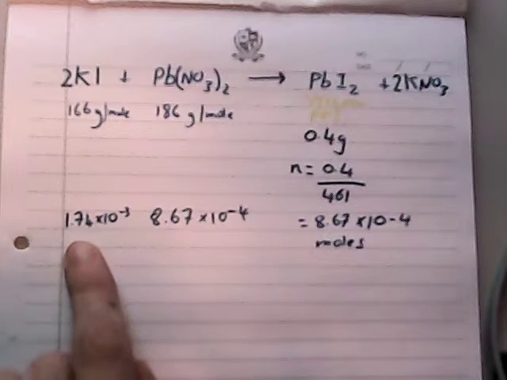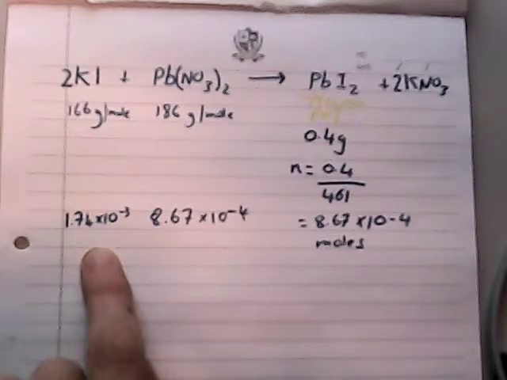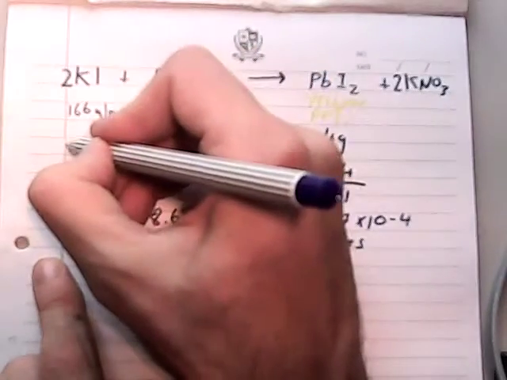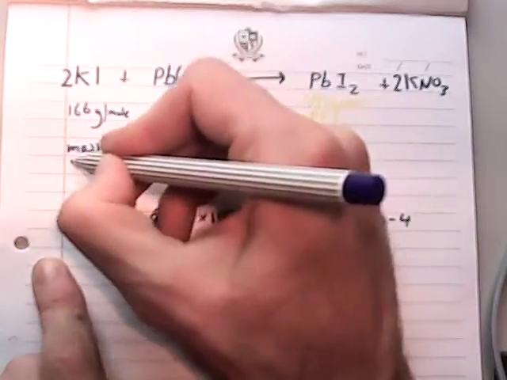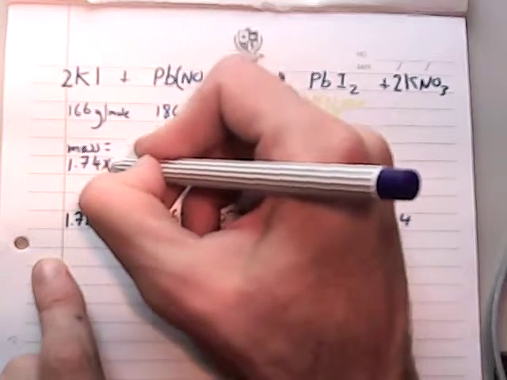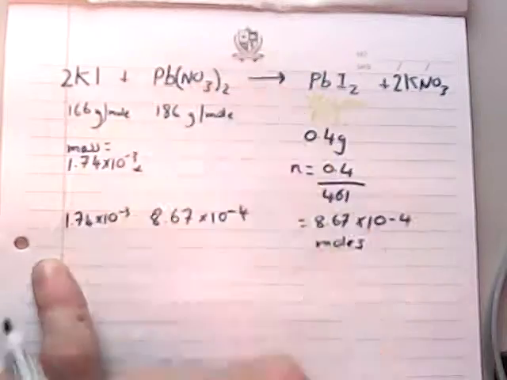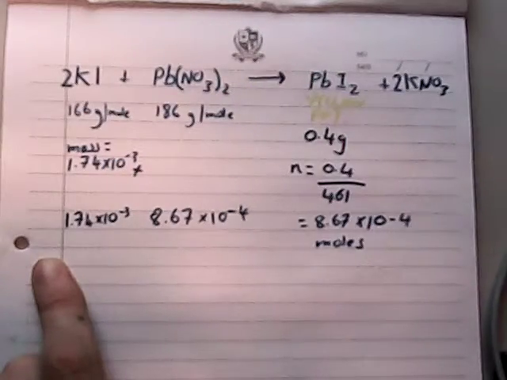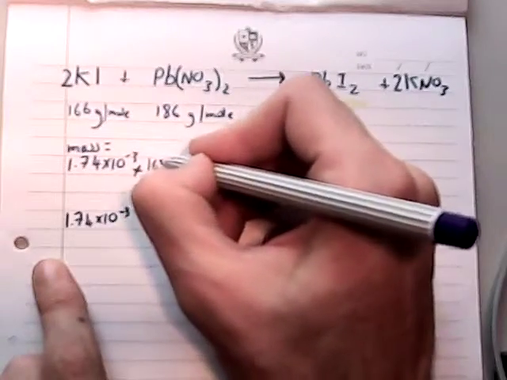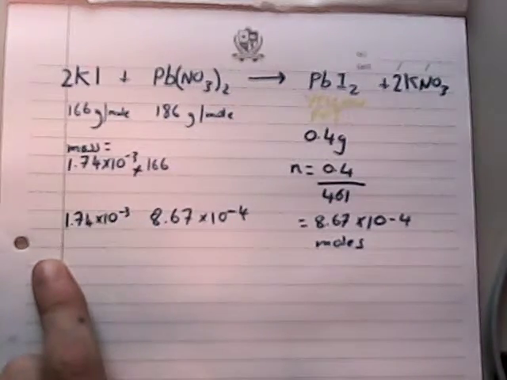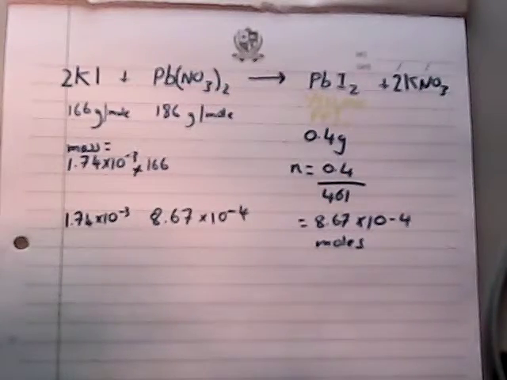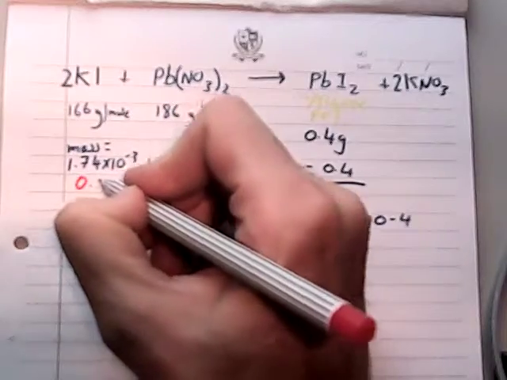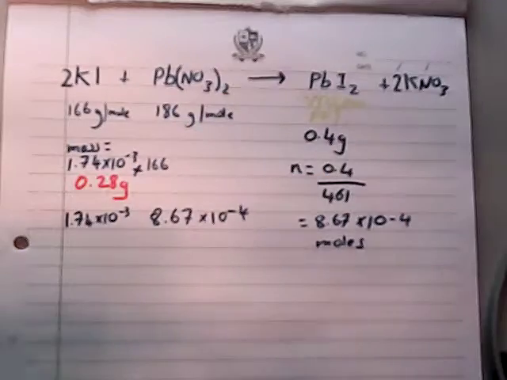Now, mass is Mr times moles, so you've got a number of moles. You need to work out the mass involved. So here, mass is this number here. Let's write it as 1.74 times 10 to the minus 3 times the molar mass of potassium iodide, which is 166, which is just above. Okay, now work that out in the calculator, and you should get 0.28. Let's write the answer in red. So 0.28 grams of potassium iodide.